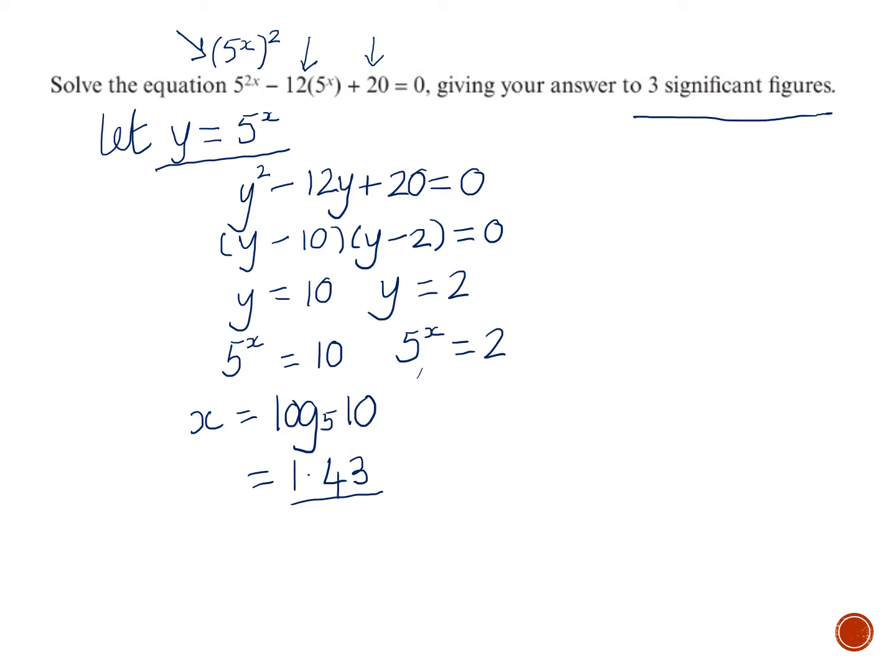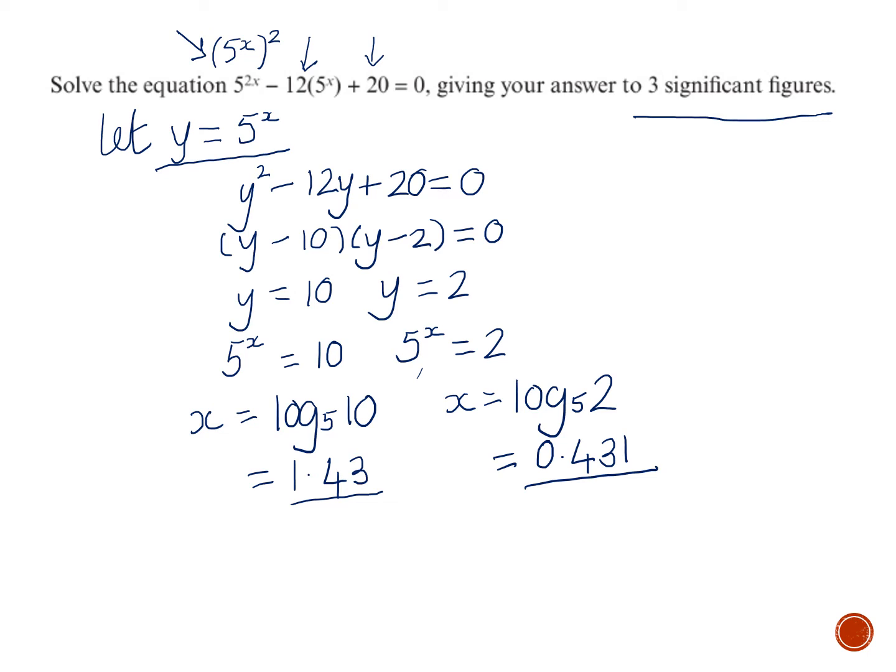Let's look at the next one. 5 to the power x equals 2. Let's write it in our log form. x equals log to the base 5 of 2. Okay, put that in your calculator. We can work out that's going to be between 0 and 1. So to 3 significant figures, 0.431, like that.